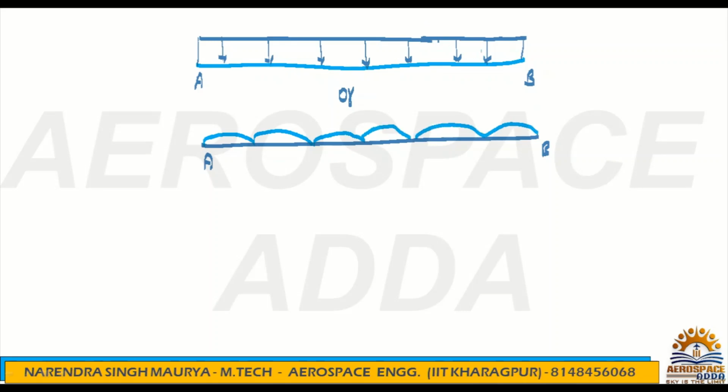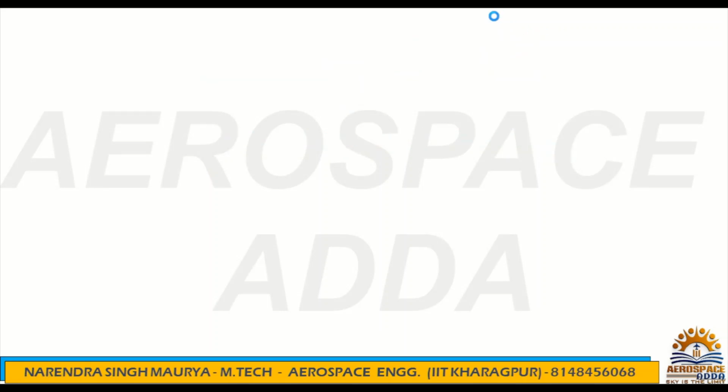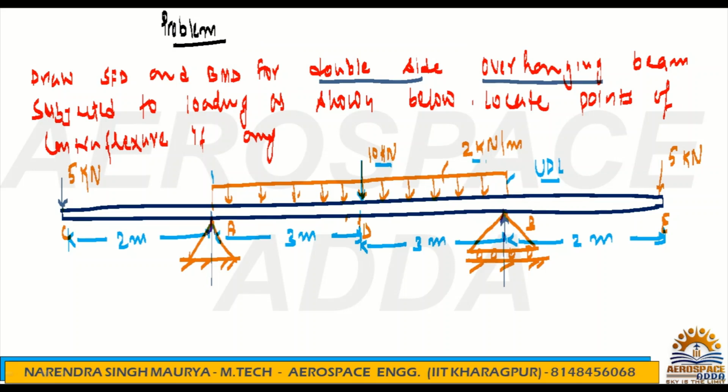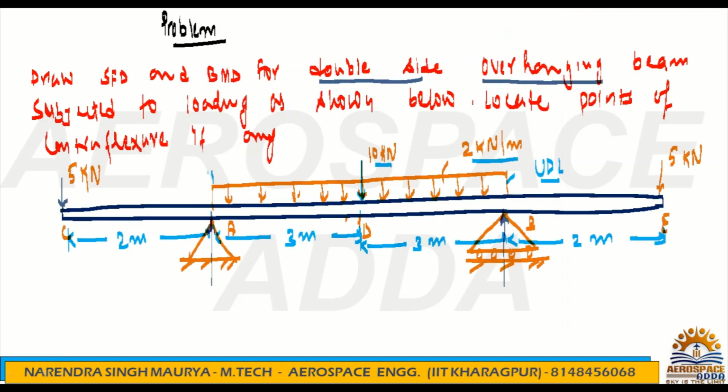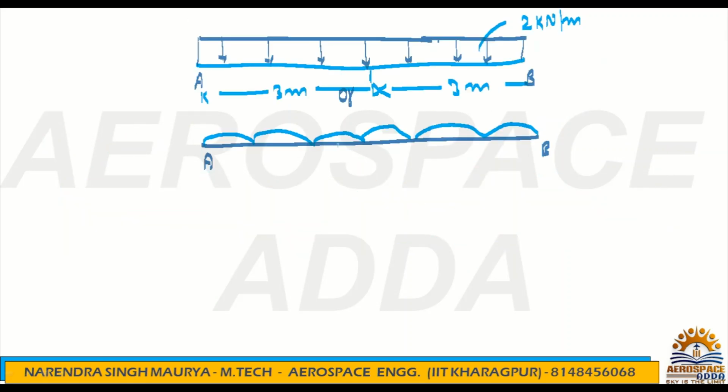Now this UDL, as I told you, is the load per unit meter. Like here, see the value they have given: 2 kilonewton per meter. As I told you, this side it is 3 meter, and this point is D, and this is also 3 meter. Check the problem. Yes or no? Suppose this is D. It is given in the problem as 3 meter this side and 3 meter this side.